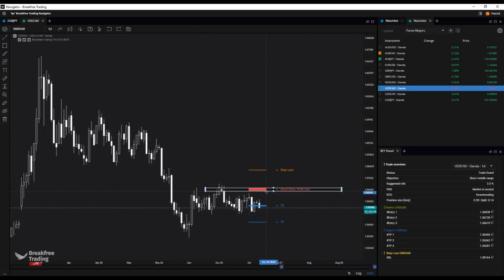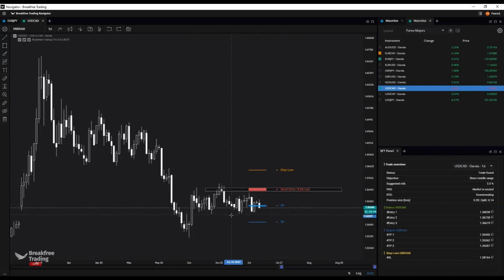Personally, I didn't set this one up because I already made money on the first two, and I took all my profit on TP1. So I'm not going to set this one up again. There are more trades I can set up that look a little better, so personally, I'm going to skip this one.